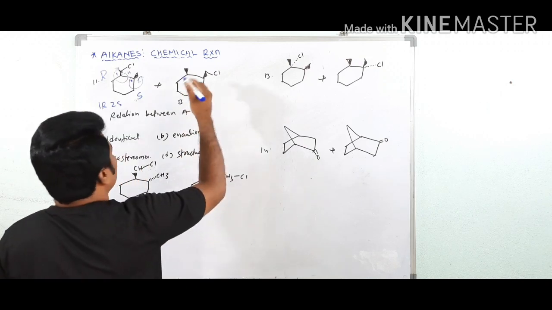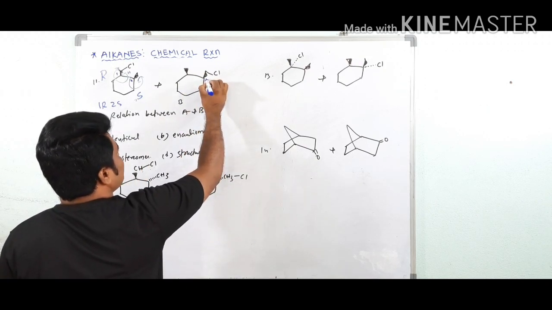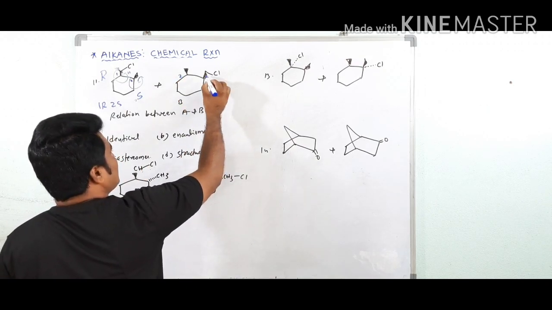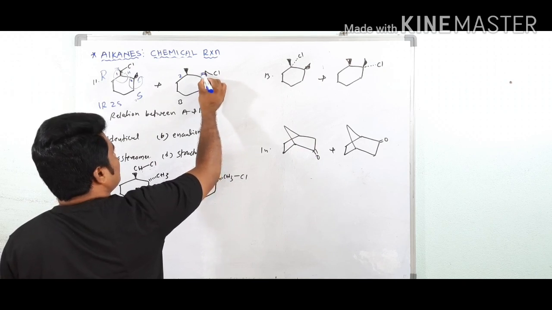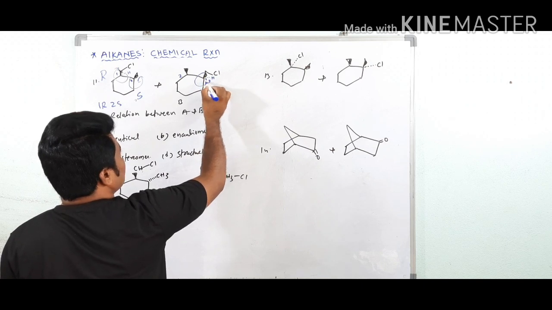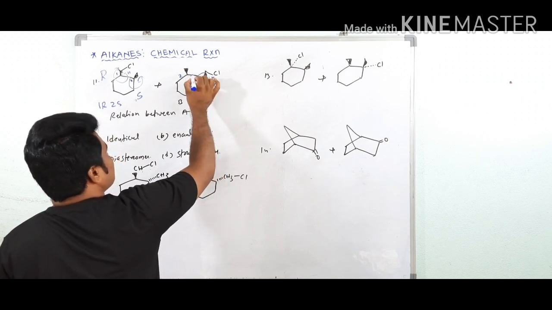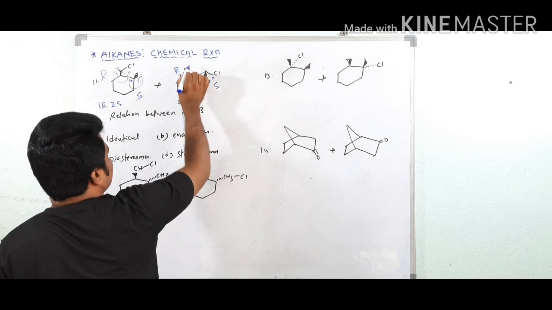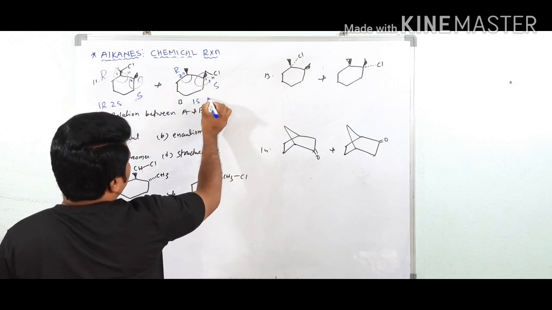So here according to IUPAC nomenclature, this is 1 and this is 2. So give the RS configuration: 1, 2, 3. Here, what is this? Below the plane is H, so this is S. Here this is 1, 2, 3. This is R. Now here also 1S and 2R.